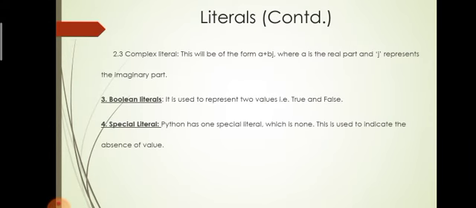Coming to the next slide, that is the complex literal. You might have studied complex numbers in class 10th or 11th, in the form a plus ib. Here we use the complex literal as a plus bj, where a represents the real part and j represents the imaginary part of that number. Coming to the next literal, that is the boolean literal. A boolean literal represents two values, either true or false.